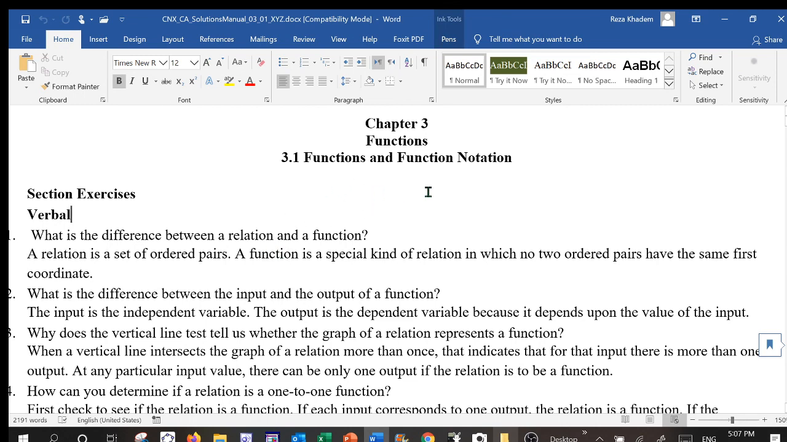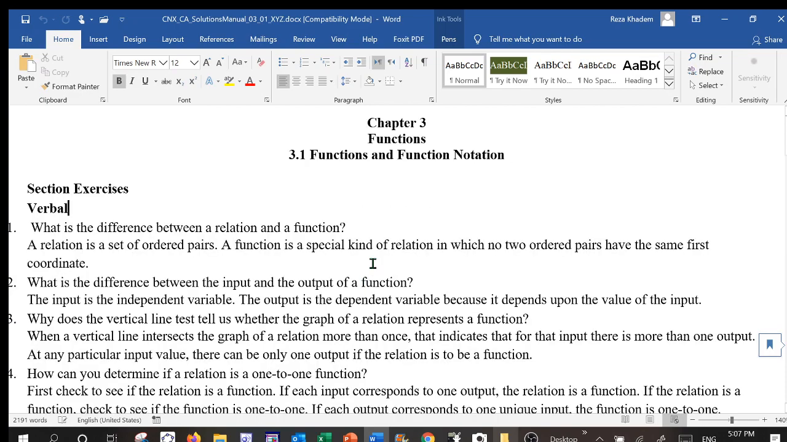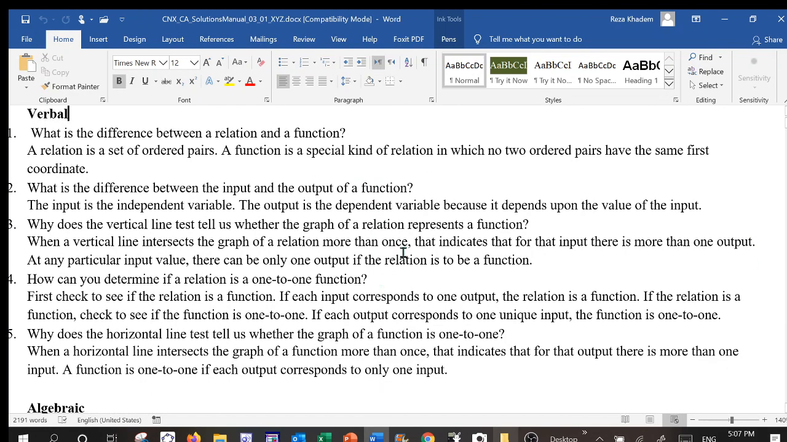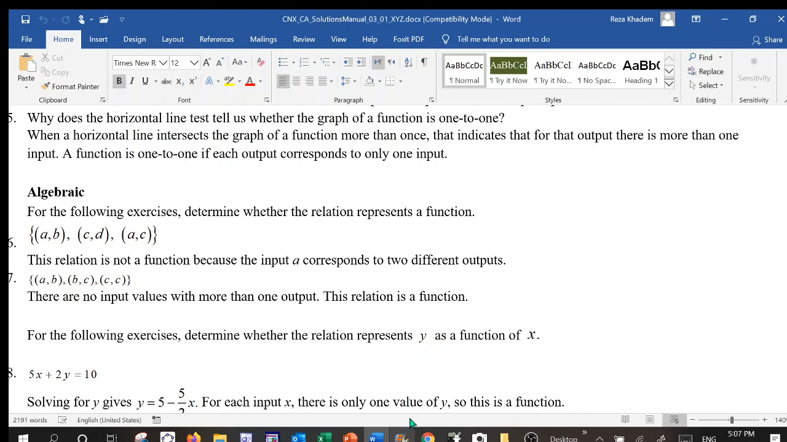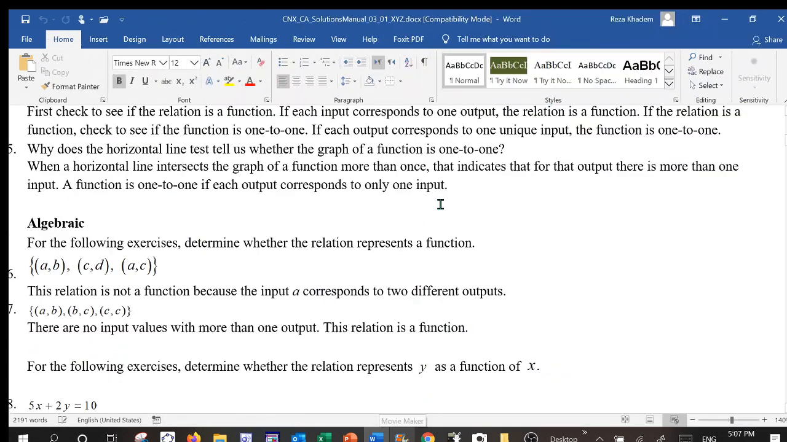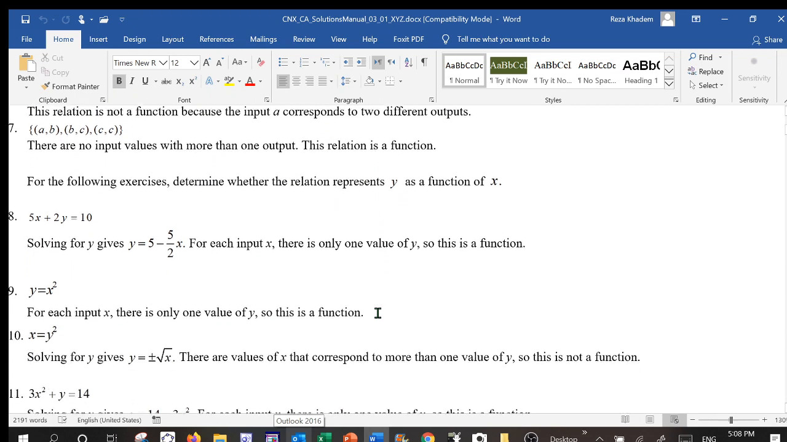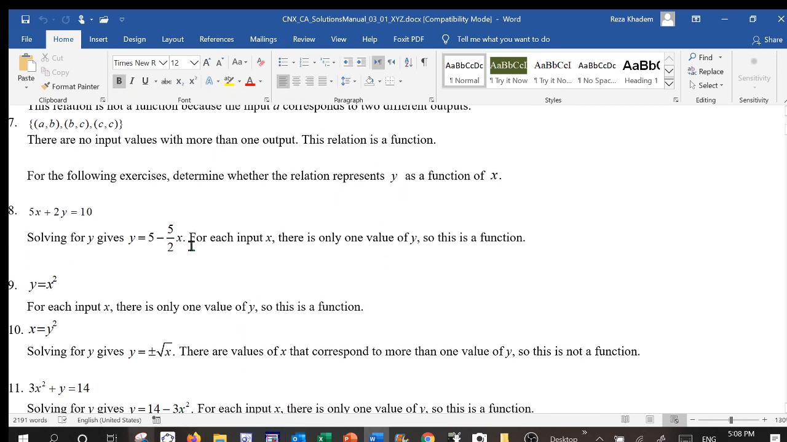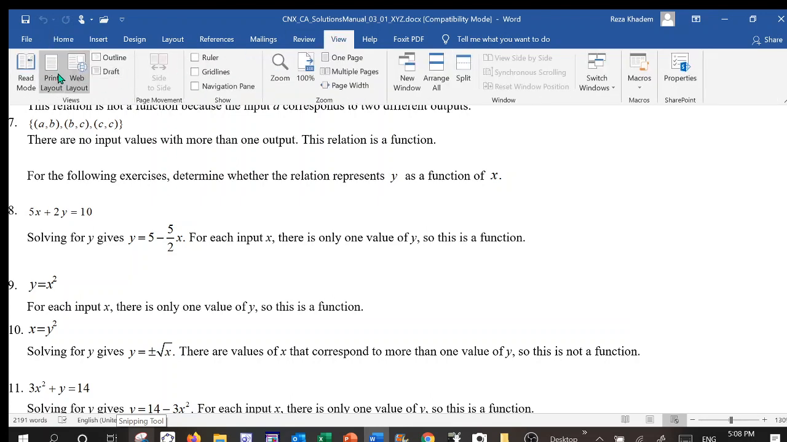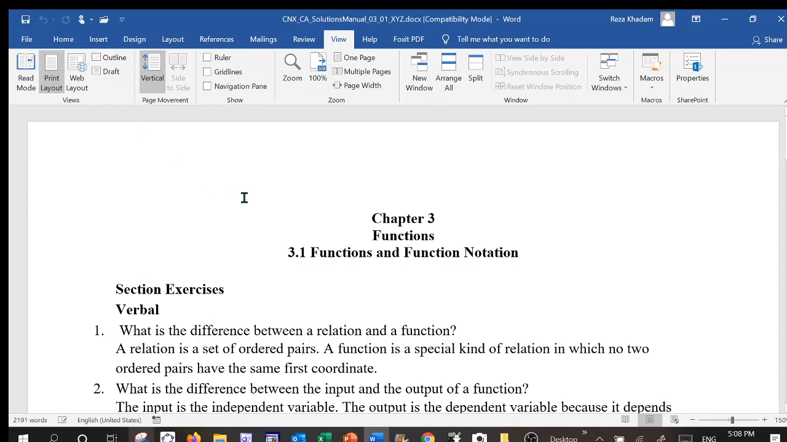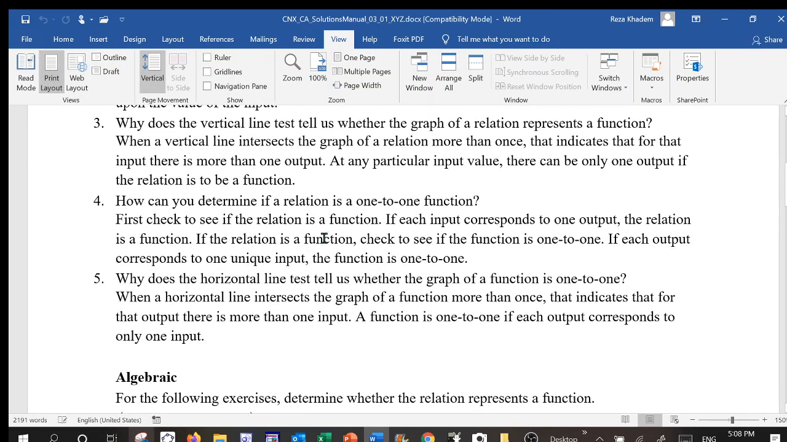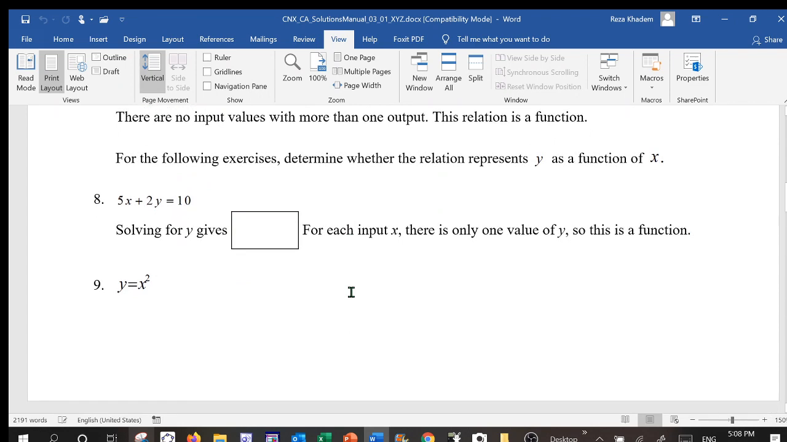So let's do some of these problems in this section. Here I'm going to start with number 8 and 9. This is number 8 and 9. Let me change the view so we see it better. So I'm going to work with number 8 and 9.